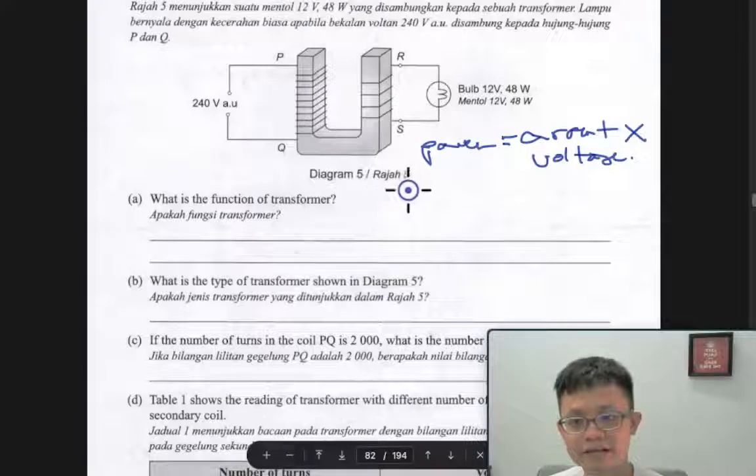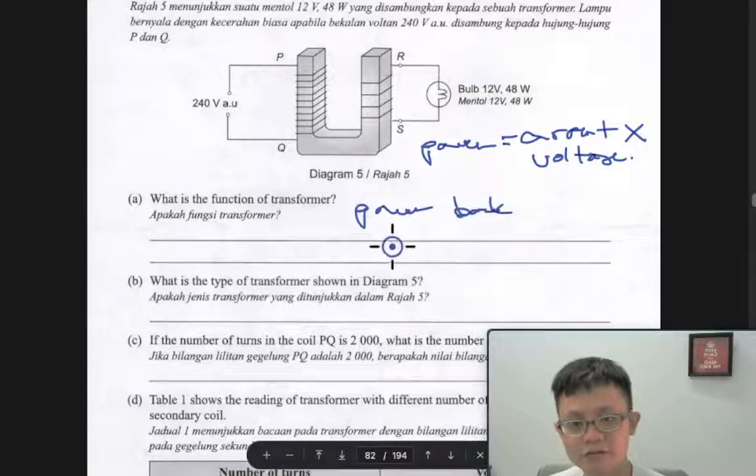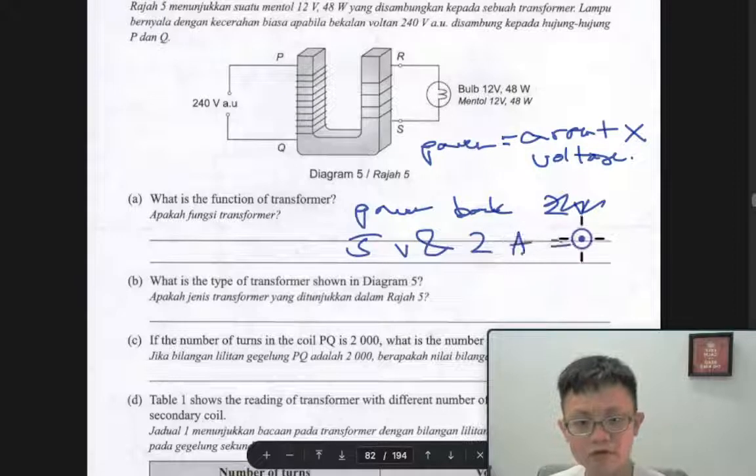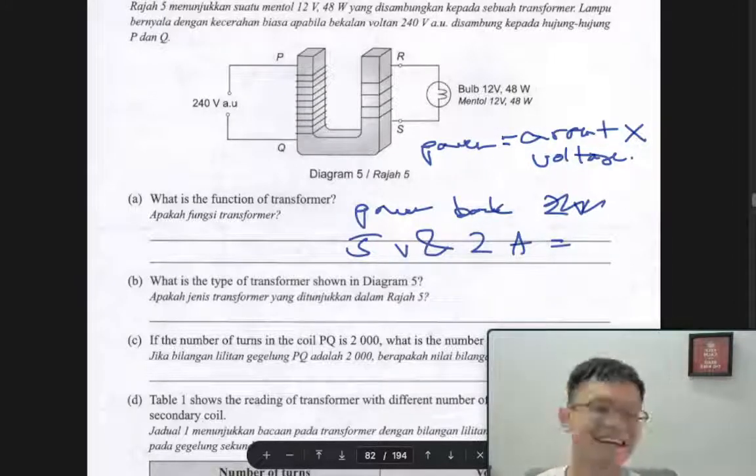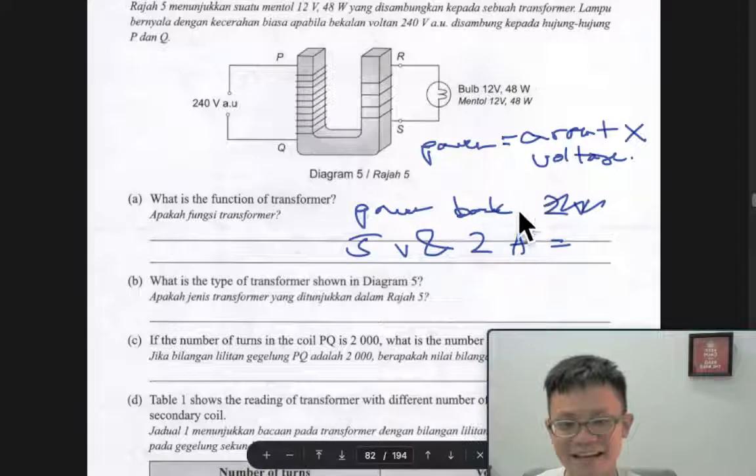We already mentioned this in the previous video. Let's say we talk about a power bank. Power bank, you see there is 5 volt and 2 ampere. So what is the watt? Yes, the answer is 10.